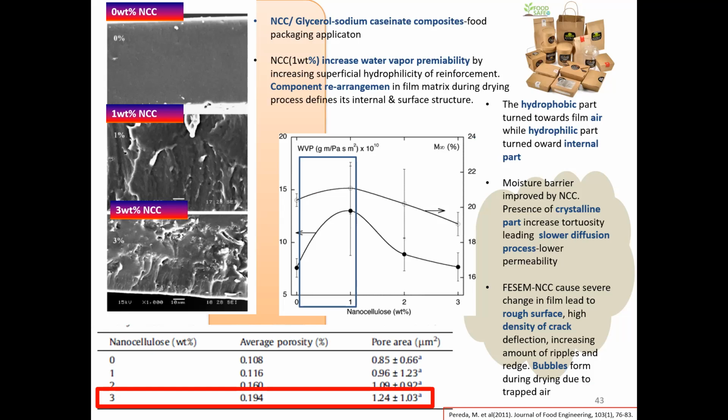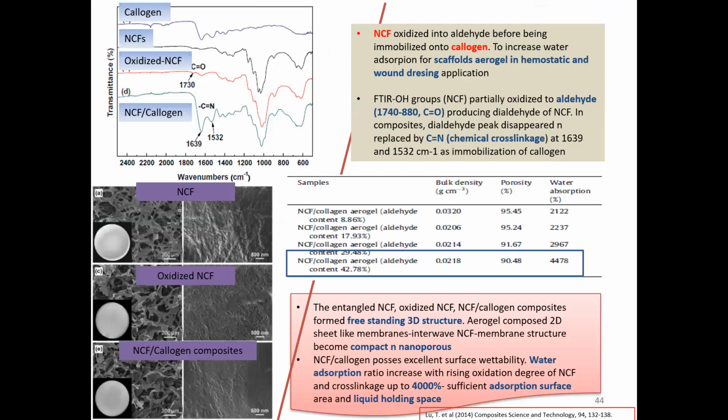Nanocellulose has also been introduced into collagen, and here we use the nanocellulose in fiber form. The nanocellulose was first modified with aldehyde before being directly introduced into the collagen. It shows that the introduction of nanocellulose increases the water absorption of this collagen scaffold, for hemostatic and wound healing applications.